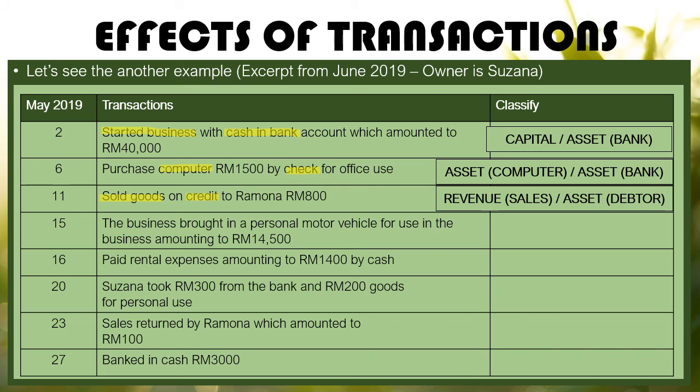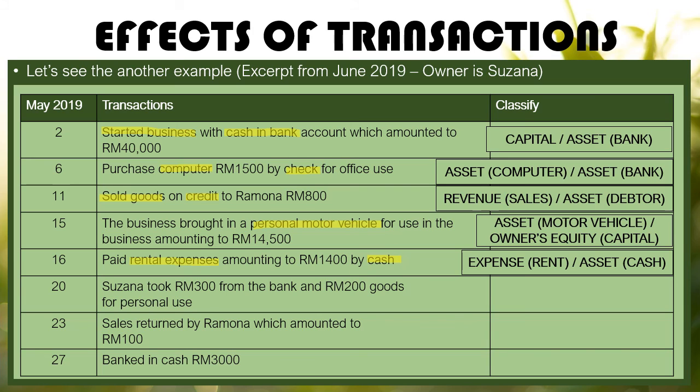Okay, the next one is the business brought in personal. So bila dia ada keyword personal kat sini, motor vehicle ni bermaksud capital lah, capital contribution daripada owner. Jadi aset kita bertambah, motor vehicle, kemudian capital contribution kita pun bertambah. Ya, owner equity pun akan bertambah lah. Okay, seterusnya dia kata bayar rental expense menggunakan tunai, cash. Okay, so it means that expense kita bertambah, asset kita berkurang.